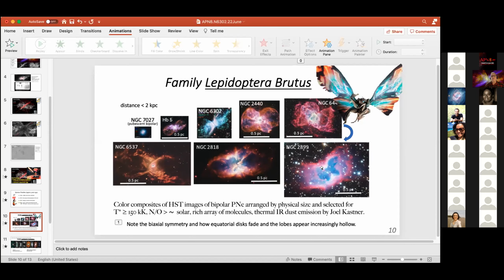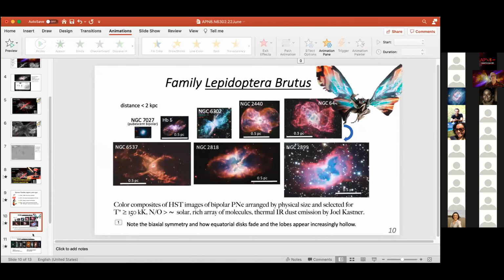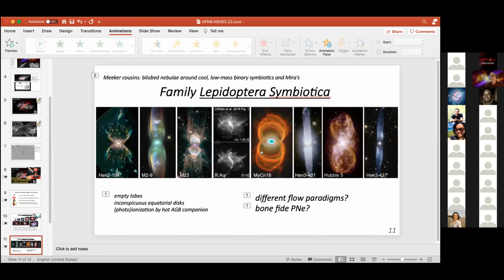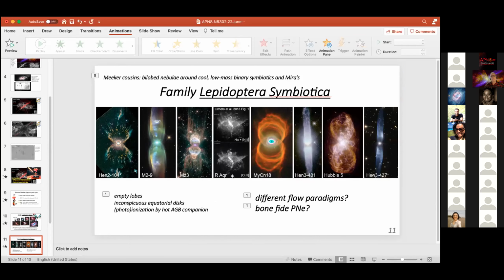Now, just to end the talk, when you compare the morphologies of these things, they're big, dense-like structures. And you compare that to the delicate bipolar planetaries, all of which are hollow and that are associated with symbiotic binaries, right? Very hollow lobes, unlike these. These things are filled with knots and junk. These are not. And so I think the paradigm that explains this family of bipolars is likely to be entirely different than that one.